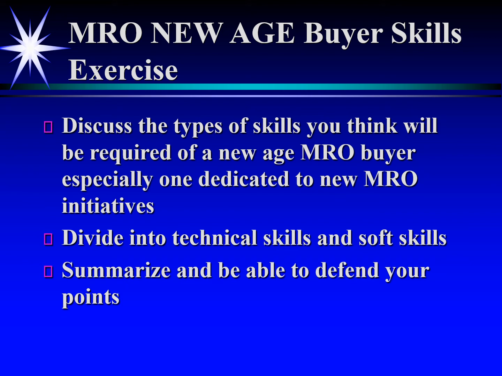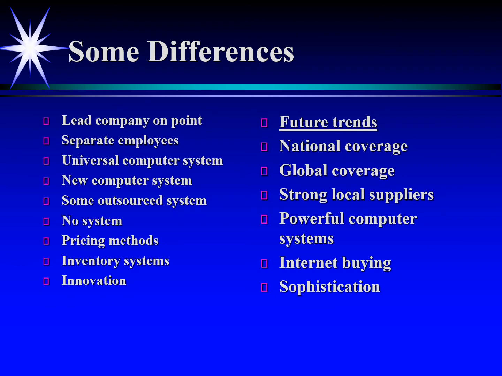Here's some new age buyer skills that they need. Give you some time to think about it, but the new age buyer skills are building relationships with distributors and the customers. All right? Make sure they have soft and technical skills and be able to understand why they're important in this new age. All right, here are some differences. All right, and I'll talk about the future trends. National and global coverage, strong local suppliers to help you, internet buying and sophistication in analytics.